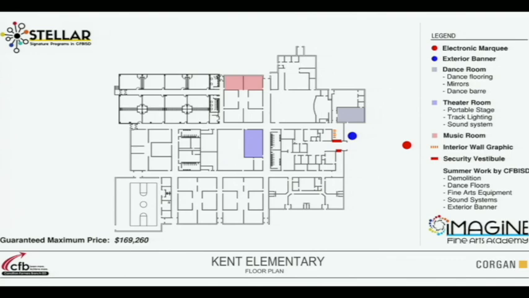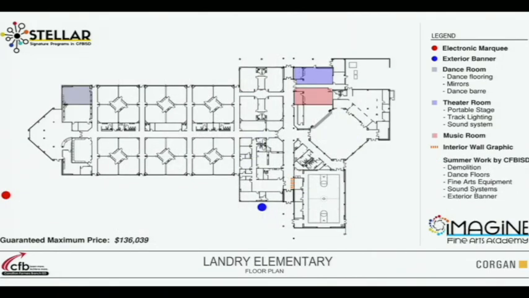So this is Kent. I will note that Kent is actually one of our elementary schools that did not have a safety and security vestibule, so that is actually included in this portion of the project. We felt that was critical to the campus, and that's noted in red. This is Landry Elementary. On this one, this is another one of our large construction projects that is currently being designed, and the working drawings are being completed. So this will be the first phase of a much larger project, and that will come to you later in the fall.